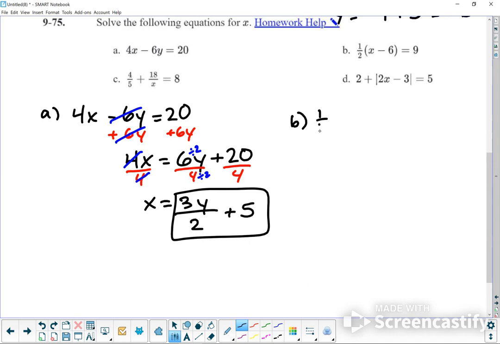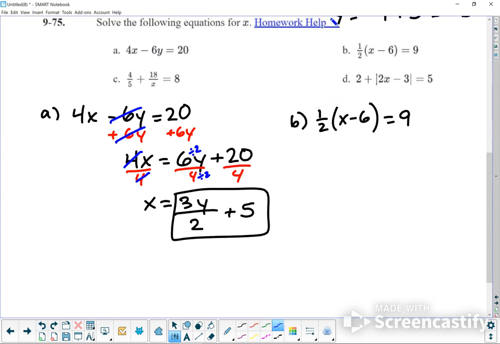I have 1/2 x minus 6 equals 9. Okay, I'm going to go ahead and solve for x. This one doesn't look like it has another variable, so it's going to be just x equals. Most of you guys might want to distribute this, but I'm actually going to do something a little different. I'm going to get rid of the 1/2.